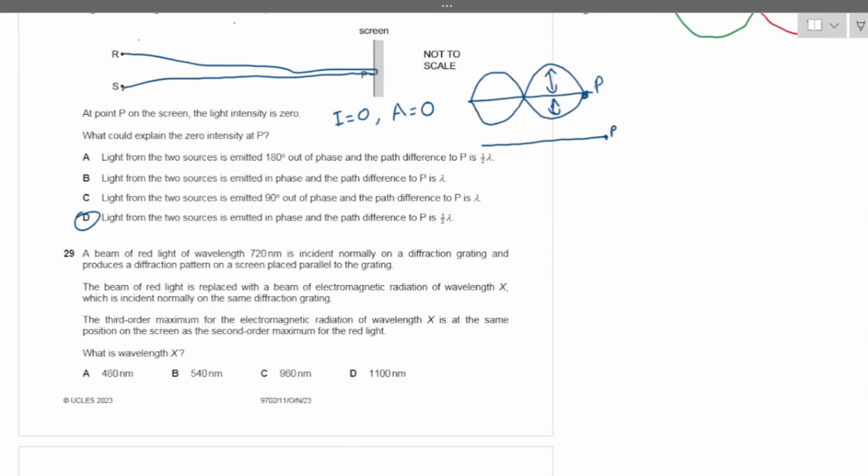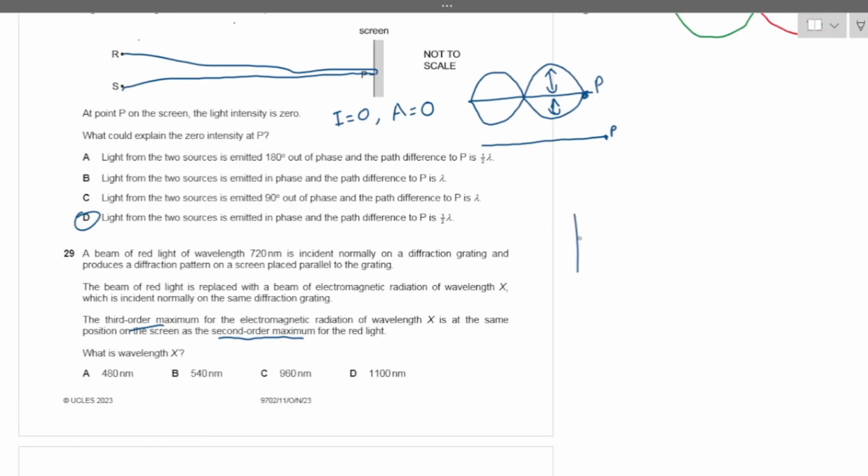Question 29. A beam of red light of wavelength 720 nanometers is incident normally on a diffraction grating and produces a diffraction pattern on a screen placed parallel to the grating. The beam of red light is replaced with a beam of electromagnetic radiation of wavelength X, which is incident normally on the same diffraction grating. Third order maximum for the electromagnetic radiation is at the same position on the screen as the second order maximum for the red light. What is wavelength X?